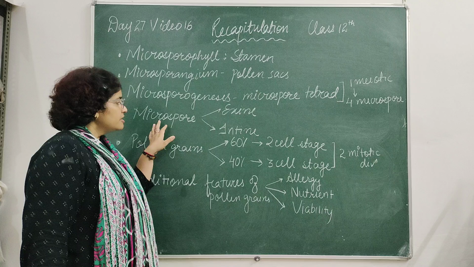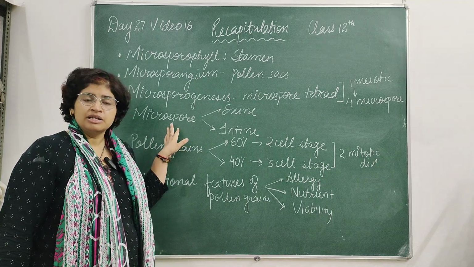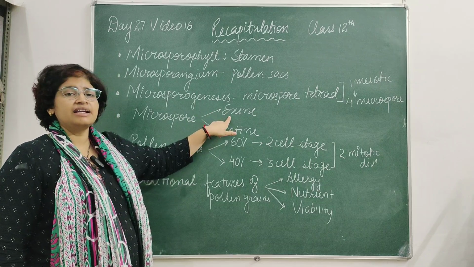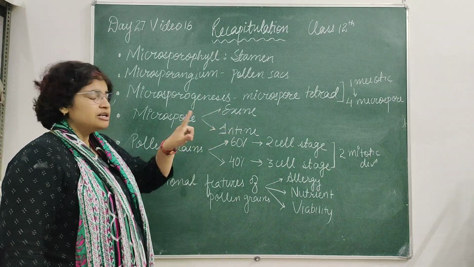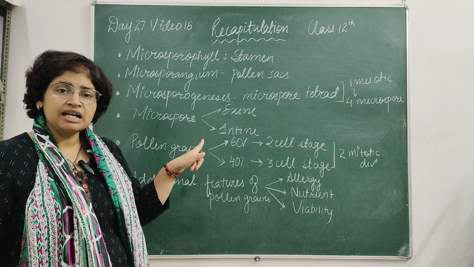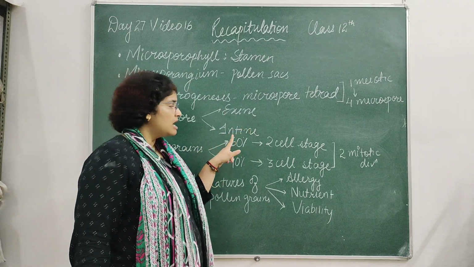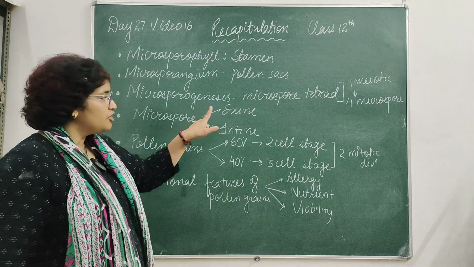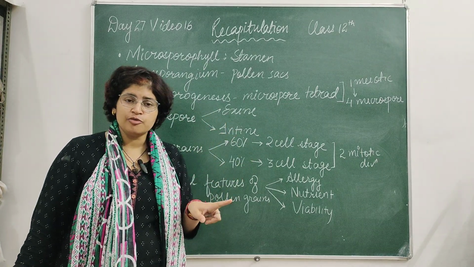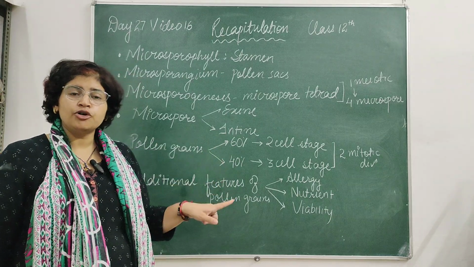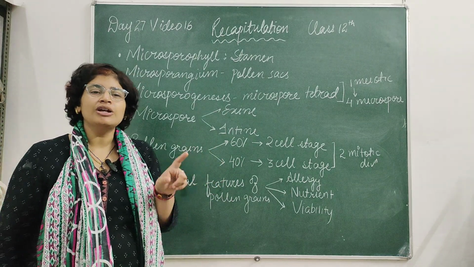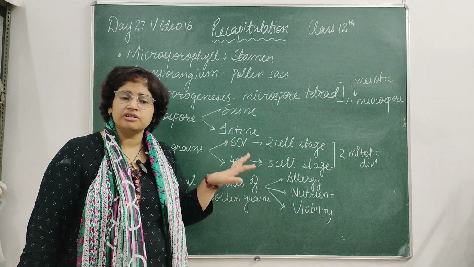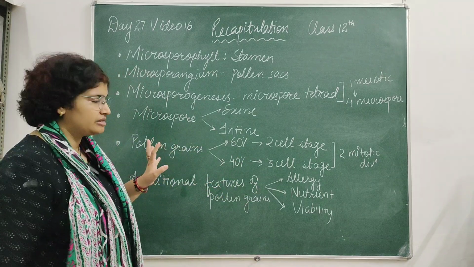Then we studied the structure of the microspore. The microspore is surrounded by two wall layers. One is the exine, the discontinuous layer, and the other is the intine, the continuous layer. The exine is made up of sporopollenin, and the intine is made up of cellulose and pectin. Because of the presence of sporopollenin, pollen grains can be stored for longer periods through cryopreservation, in which we preserve pollen grains in liquid nitrogen at minus 196 degrees Celsius.